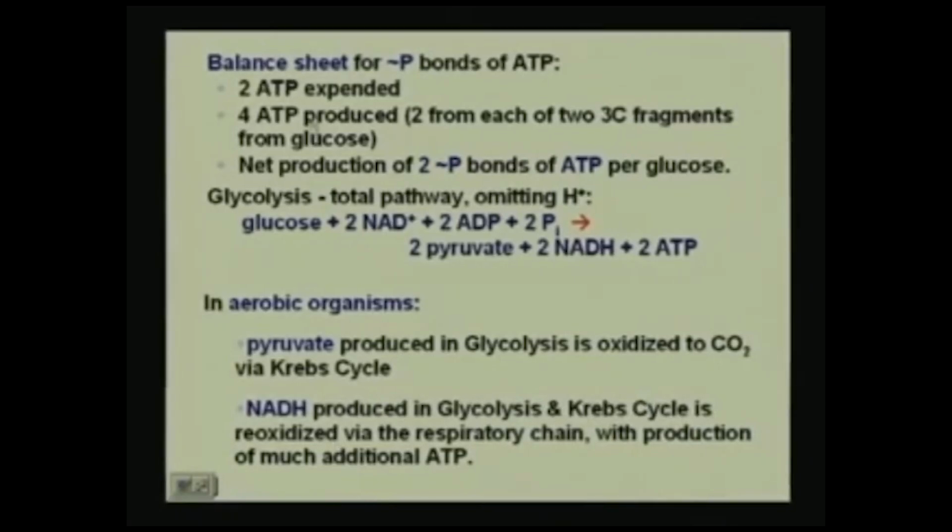Okay, because you need NAD plus for glycolysis, and now it's already NADH. The only way you can get it back is via the respiratory chain. That's the oxidative phosphorylation which we studied, with production of a lot of additional ATP, which we studied with the proton pump. Okay, there you saw there was mainly FADH and NADH that was used there, right?